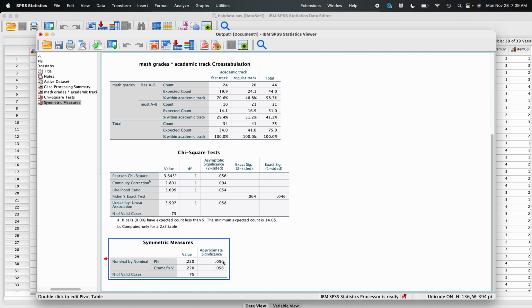Then you would say, Table, whatever number you're going to designate your table that shows the significance. Remember, that table is called the chi-square tests. The chi-square test table indicates that there is not a statistically significant difference on whether they have high or low math scores for academic track. And you're going to report that the chi-square is 3.65, my degrees of freedom is 1, I have n equals 75, and I have p equals 0.056.